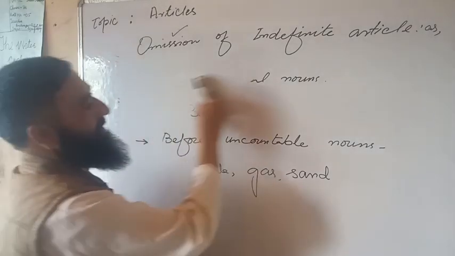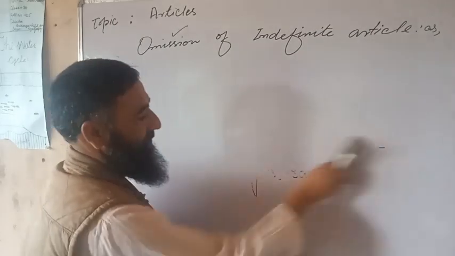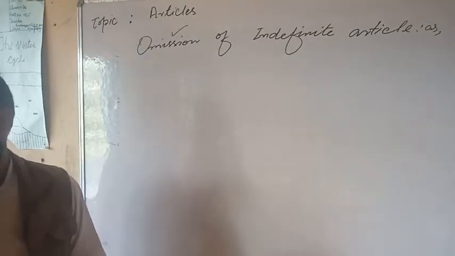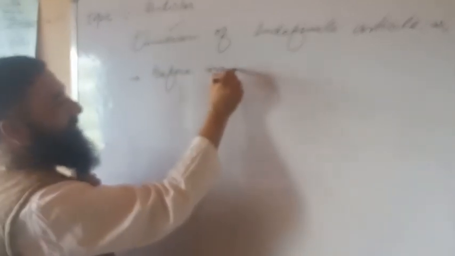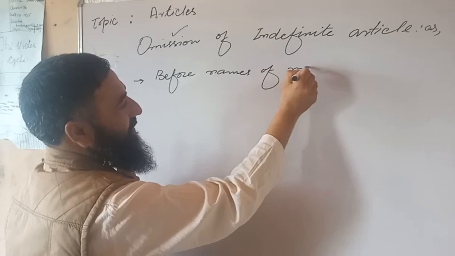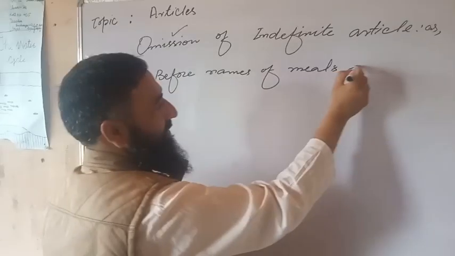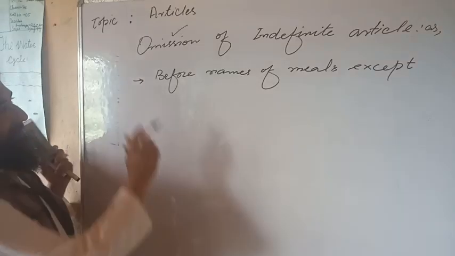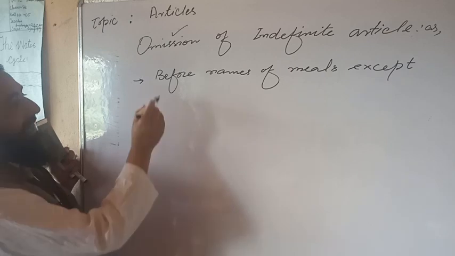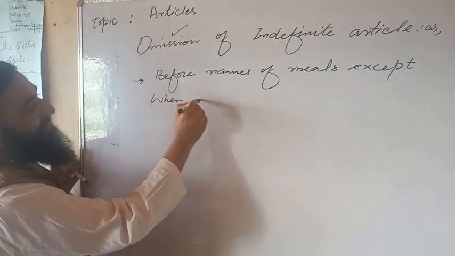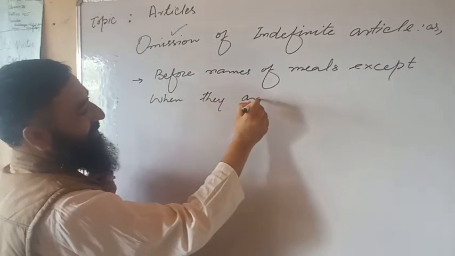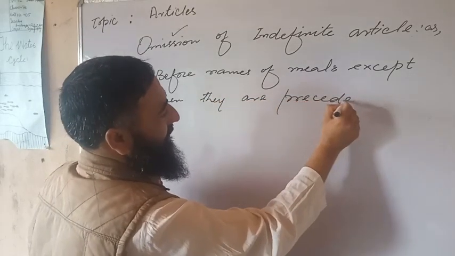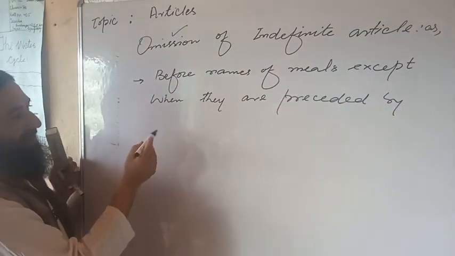Okay. The third place where you will omit this indefinite article is very important. You will remember it: before names of meals. Before names of meals, except, remember, you will face the exceptions in exams, except when they are preceded by adjectives.